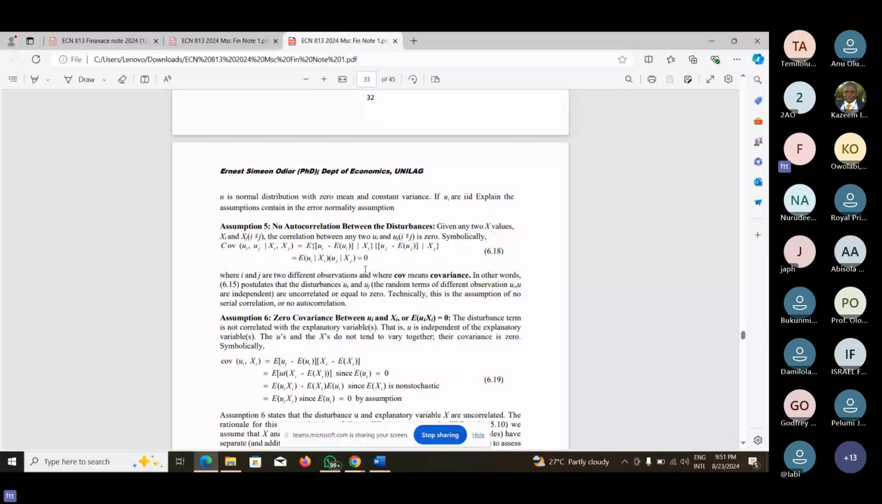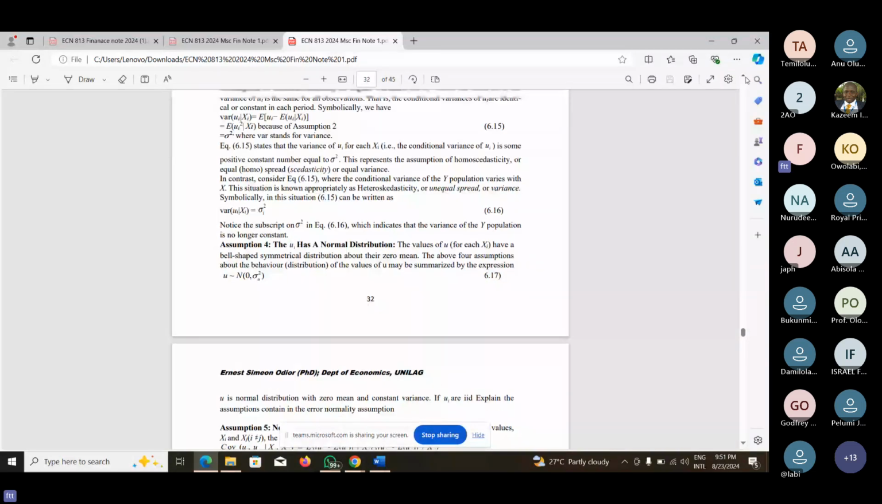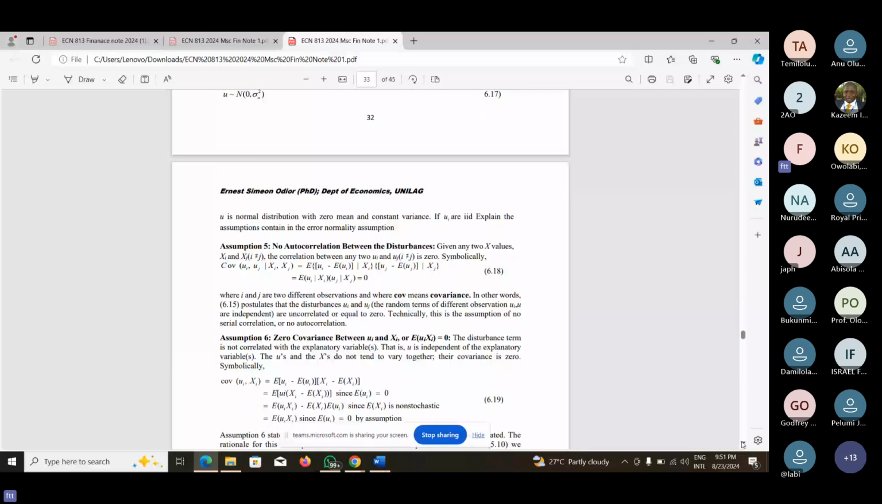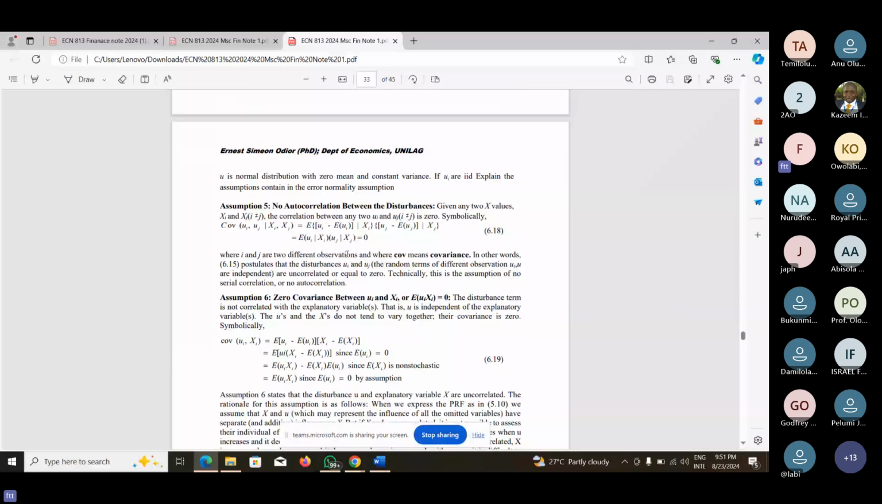In other words, this is 6.15, let me see, what's the formula? 6.15. So 6.15, look at this formula. This should be the formula for 6.15. Well, let's move on. It posits that the disturbances ui and uj, the random terms of different observations, are independent, uncorrelated, or equal to 0.